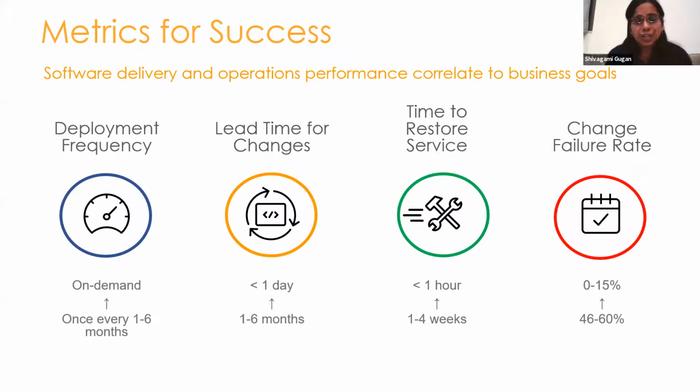Now, the metrics for success, again, we can have as many as we want, but these four are very key. One is you have to have an impact on the lead times. You have to have an impact on the deployment frequencies. On the defect side, time to detect, time to restore, change rates should improve. These are a few of the metrics that you can look at to identify if you're going on the right path.